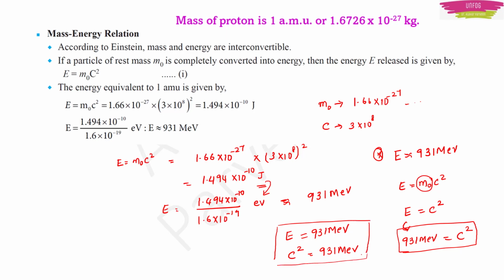Whenever you are using E is equal to m naught c square and you want to substitute the value of c square, you directly write 931 MeV. So this is very, very important. I will explain this even in problems also. I hope that you are clear till now.